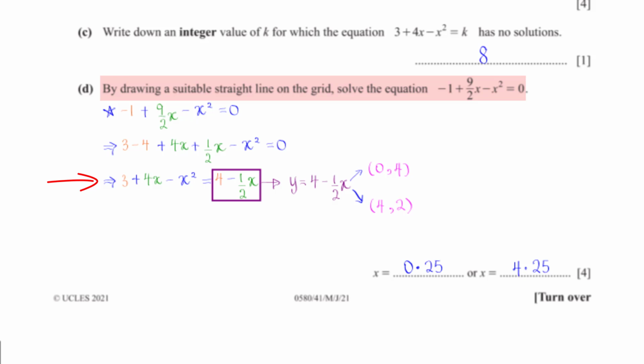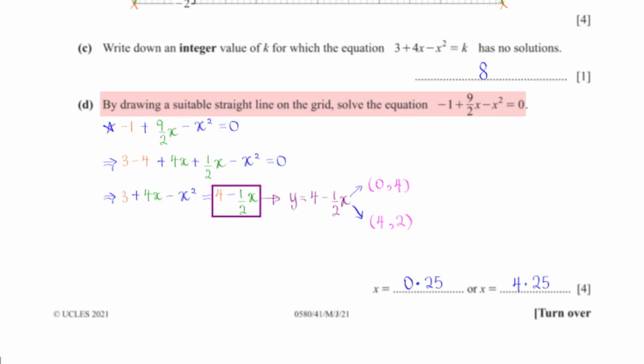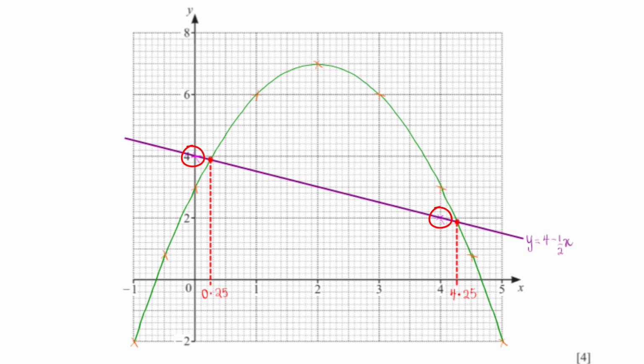And so the straight line we will draw on the graph needs to have the equation y equals 4 minus half x. And to draw this straight line, let's identify two coordinates on the line. One set of coordinates on the line is when x equals 0, y equals 4. And when x equals 4, y equals 2. So we can go ahead and plot these points on the grid and connect them with a straight edge. After drawing this line on the grid, we note the points of intersection. And in this case, the points of intersection are 0.25 and 4.25.